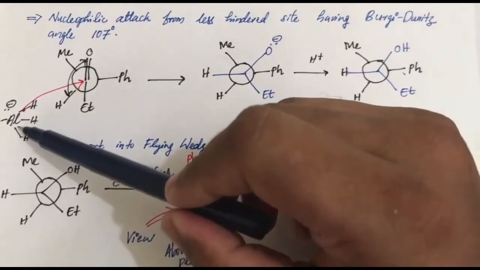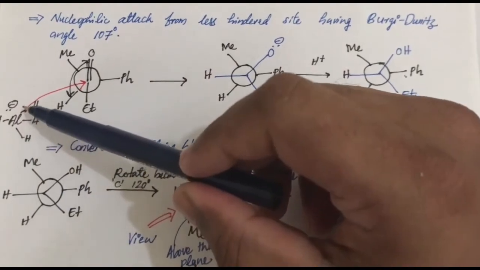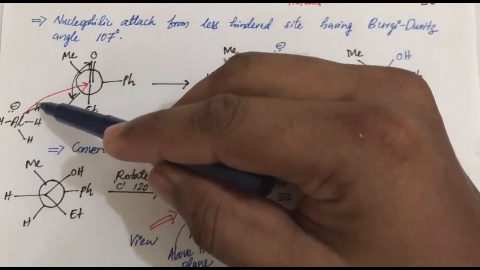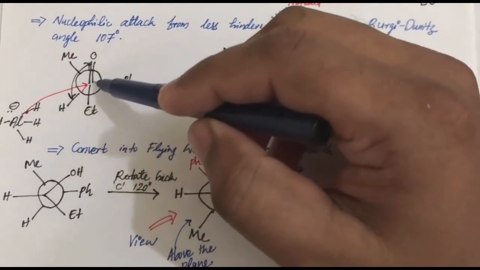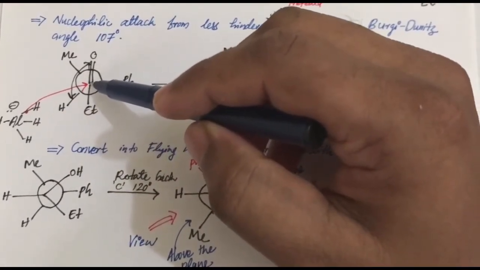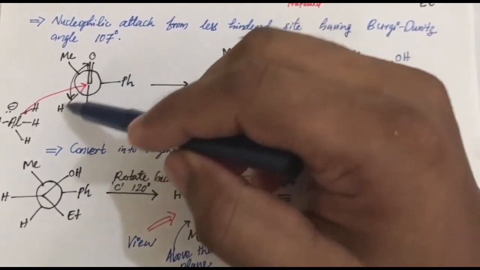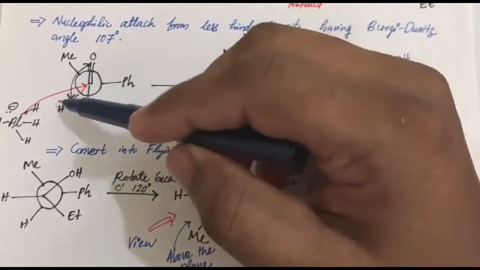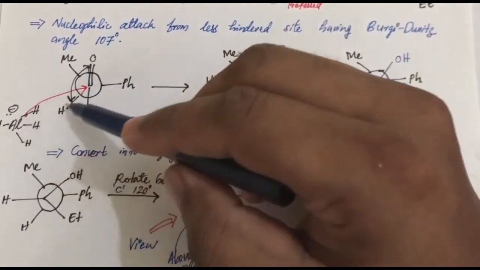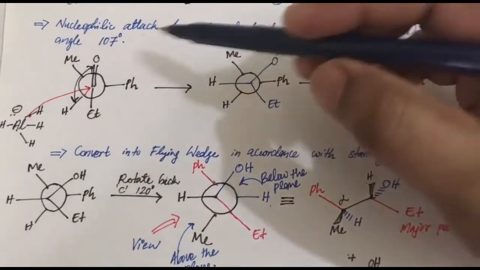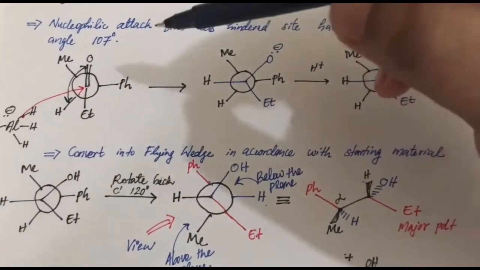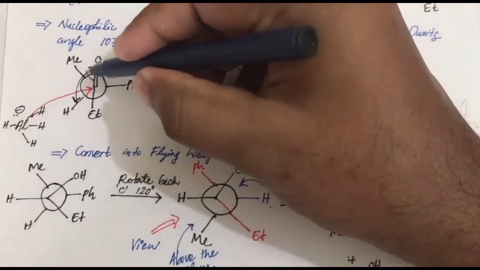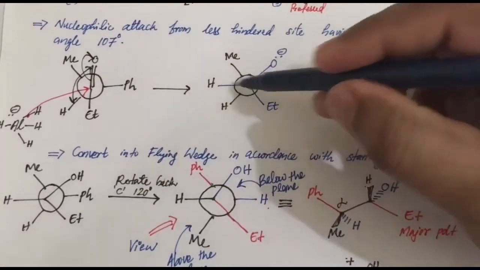This is our reagent, lithium aluminum hydride, that will furnish H- as a nucleophile. Accordingly, this H- approaches the carbonyl center through the smallest group present on the alpha carbon, having bond angle 107. Okay, so this is our nucleophile. So what will happen? This is our situation. So nucleophile attacks, and this bond gets shifted. So this is the situation.